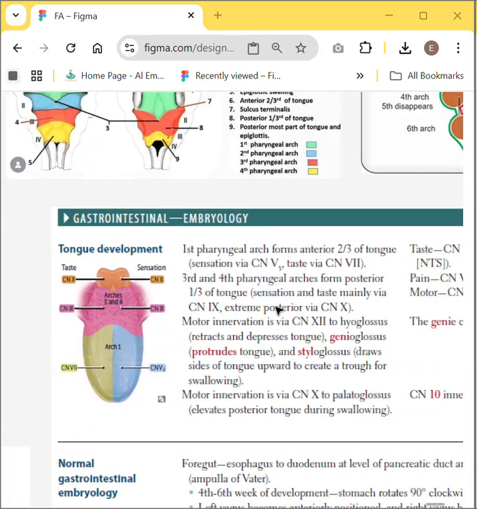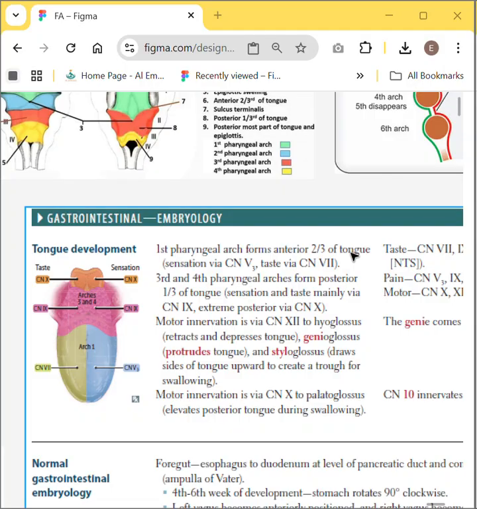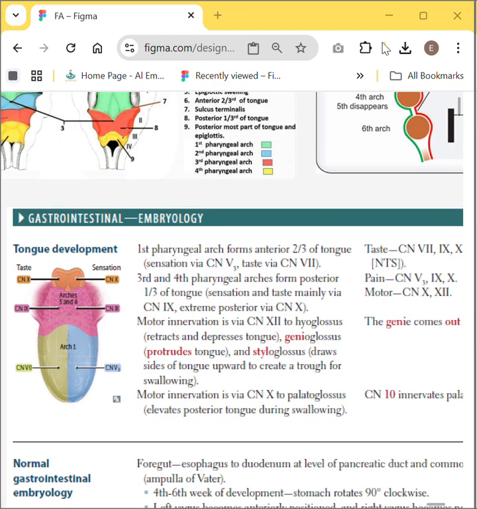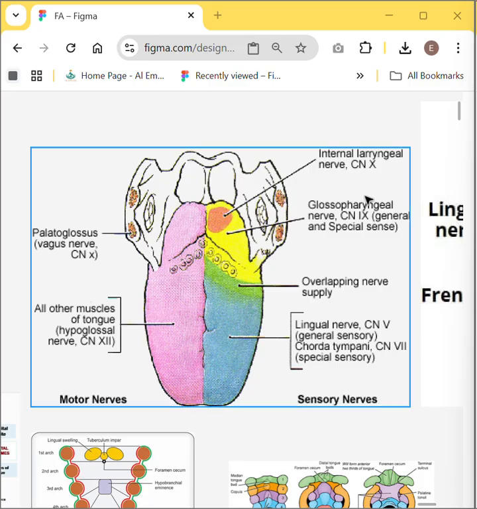So let's look here. The first pharyngeal arch forms the anterior 2/3 of the tongue. The third and fourth pharyngeal arches form the posterior 1/3 of the tongue. Then let's look at the innervation. The tongue has three different types of innervation. First is general sensation, which includes touch, pain, and temperature. The second is taste, which includes special sensations. And third is the motor, which includes movement of tongue muscles.